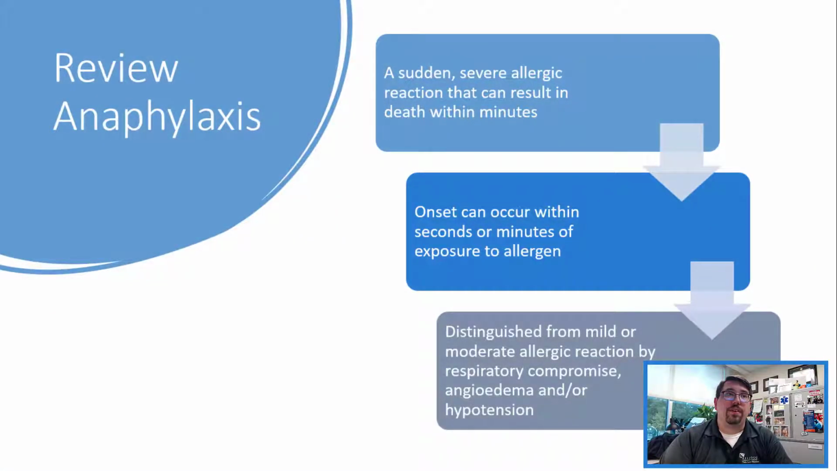Let's get into the topic of anaphylaxis. Anaphylaxis, by definition, is a sudden, severe allergic reaction that can result in death within minutes. Onset can occur within seconds or minutes with an exposure to an allergen. Distinguishing mild from moderate allergic reactions by respiratory compromise, angioedema, and/or hypotension can provide you with a significant indication of when to administer IM injection epinephrine.